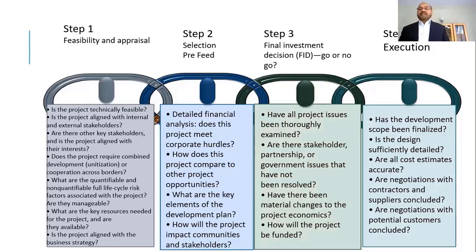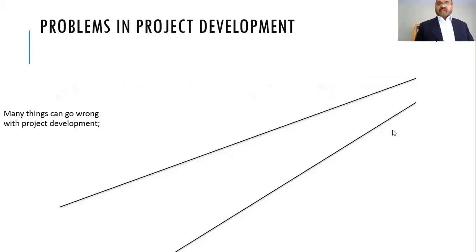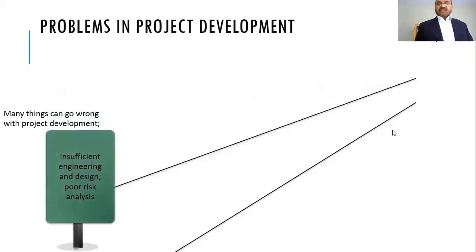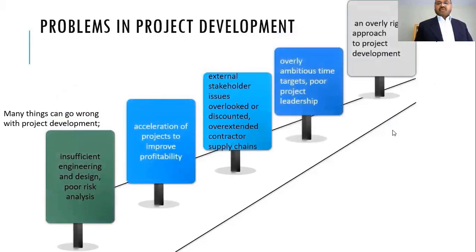Are all the cost estimates accurate? And are the negotiations with the contractors and suppliers concluded? Are negotiations with the potential customers concluded? So after these things, we just need to know that many things can go in the wrong direction with project development. What can these things be?